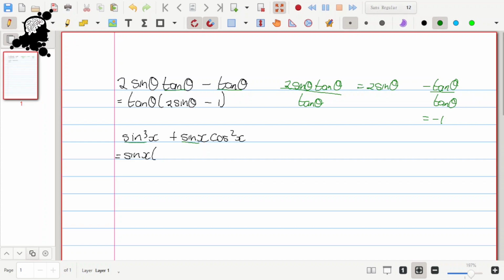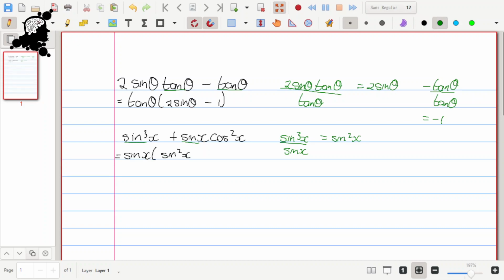Let us actually write down sine x as our common factor. Our next step would be to divide each term by the common factor. So sine cubed x, our first term, divided by our common factor, is going to give us sine squared x. So I can go back and write down the sine squared x right there.